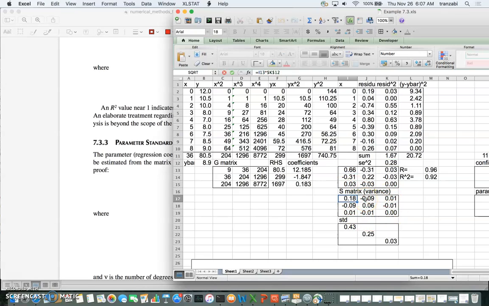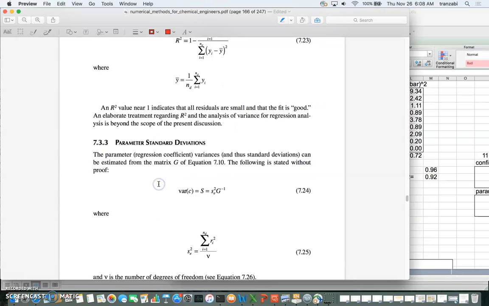Then we get the square root of the diagonals. Like in this case, this cell would be the square root of the first diagonal, this is the square root of the second diagonal, and this is the square root of the third diagonal. Okay, so this would be the standard deviation. Again, G inverse, variance, standard deviation, which is the square root of the variance and the diagonal. Okay, so now we have the standard deviation.